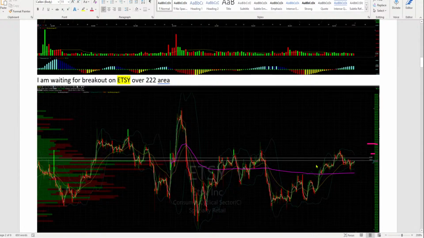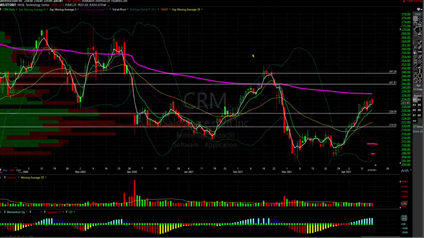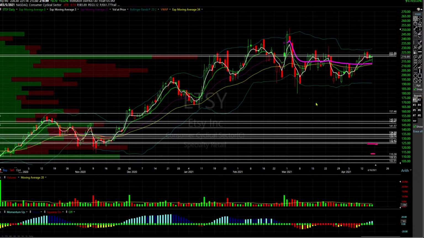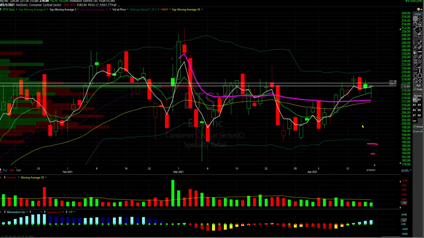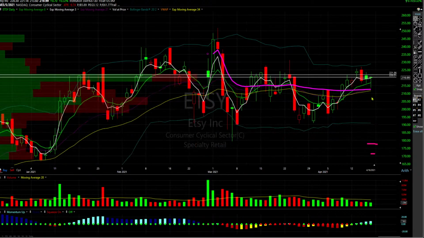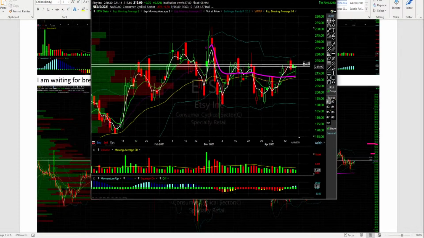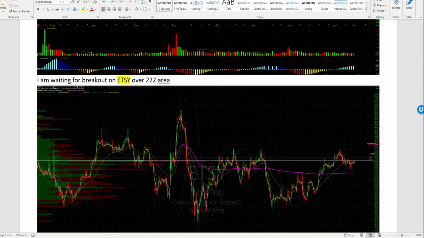Now on Etsy, let me see if you can see it better here. A little bit. So I'm waiting for a breakout. If Etsy breaks out, I'm going to be playing the breakout. I am not playing a pullback. I want to be over these levels. So there's two ways to play this, guys, right? Buy the breakout or buy the what? Retest, right? Retest. So what level would it retest?